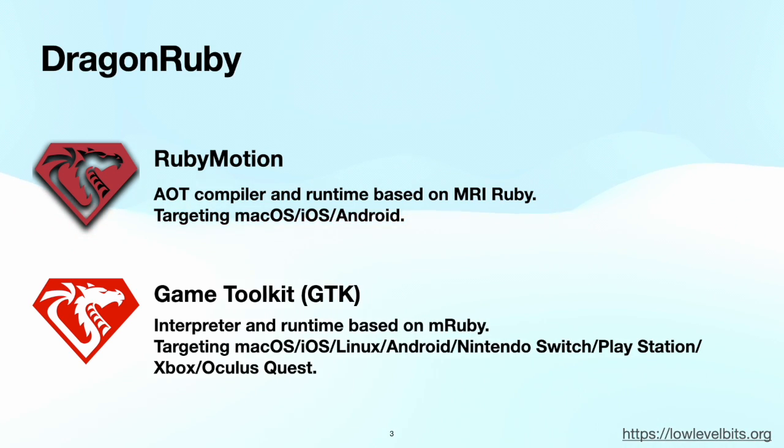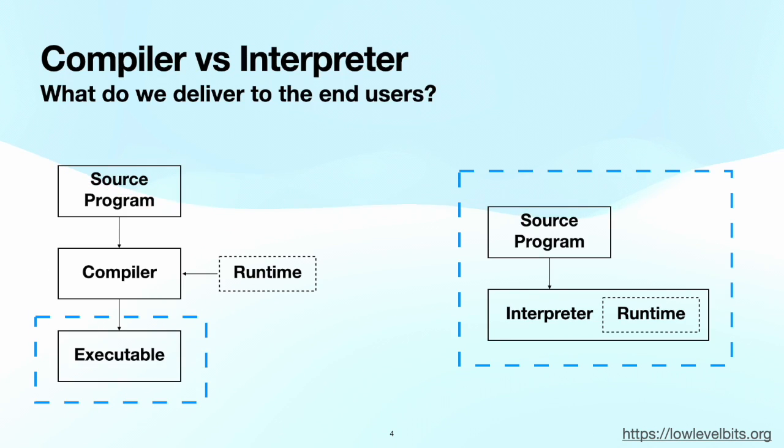So I think I can use this slide as an example of the difference between a compiler and an interpreter. Ruby Motion is a compiler. You give it a source program, the compiler takes some runtime libraries and spits out an executable that is ready to be run on the hardware. And the Game Toolkit is an interpreter. The difference is that the interpreter contains the runtime within itself.